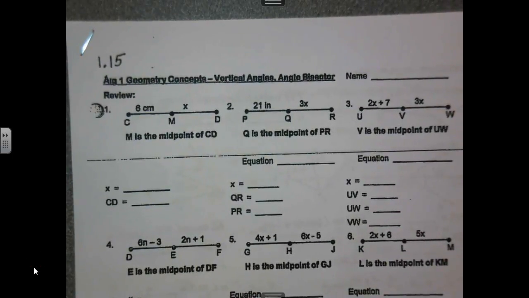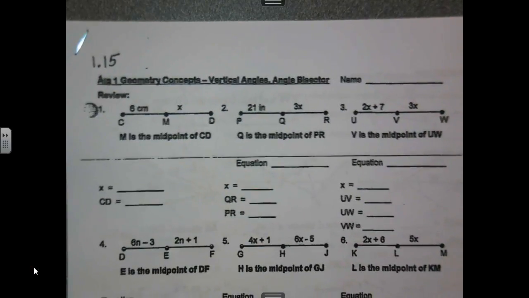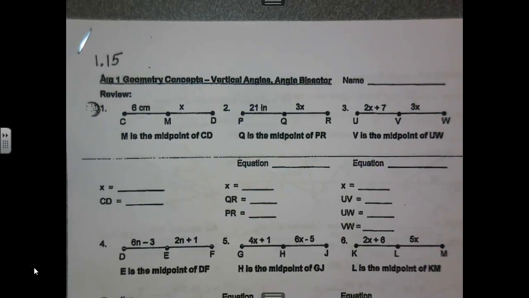Okay, worksheet 1.15, geometry concepts. This is the last of our geometry concepts. We're going to cover vertical angles and angle bisectors. Now, the first three problems are review from yesterday.